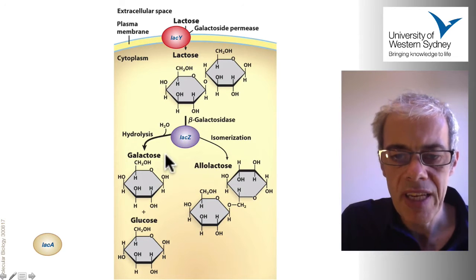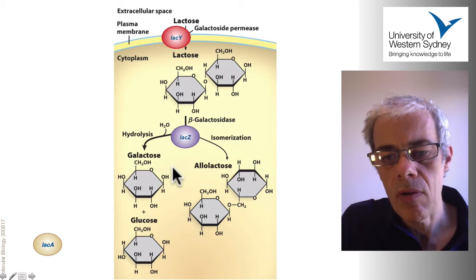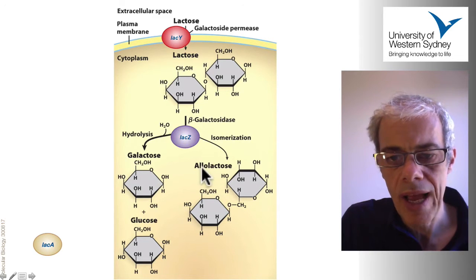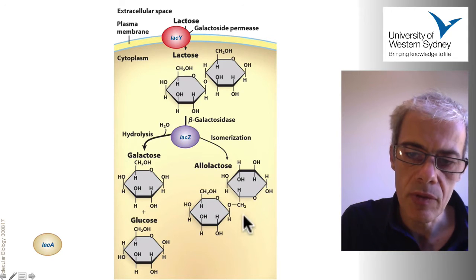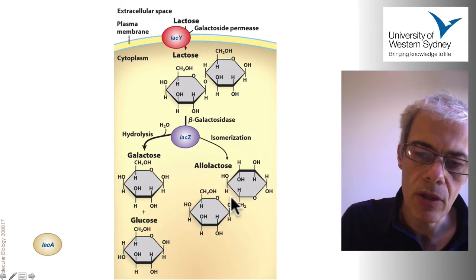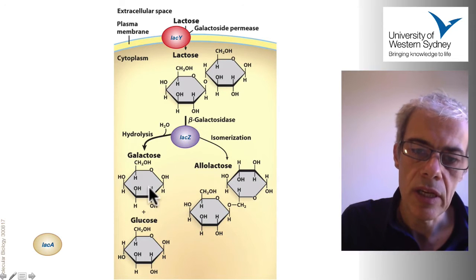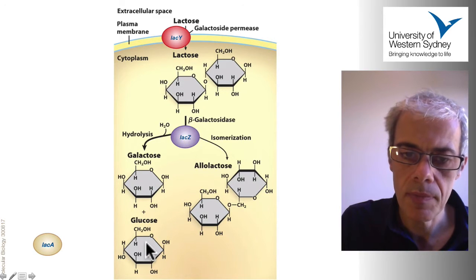Now, during this metabolism, small amounts of another form of lactose called allolactose are also produced. So there are small amounts of allolactose also being produced in the conversion of lactose into glucose.